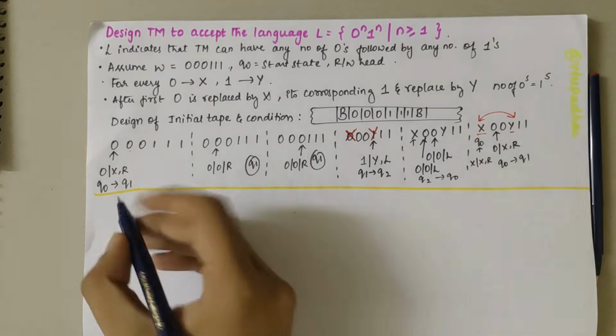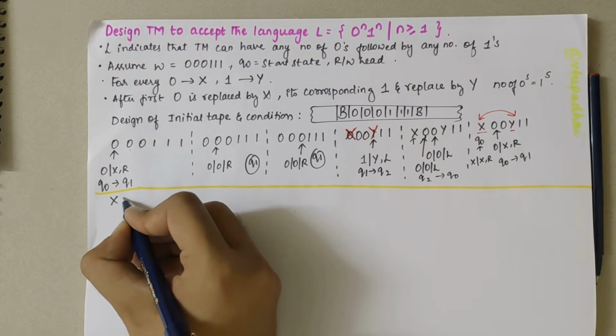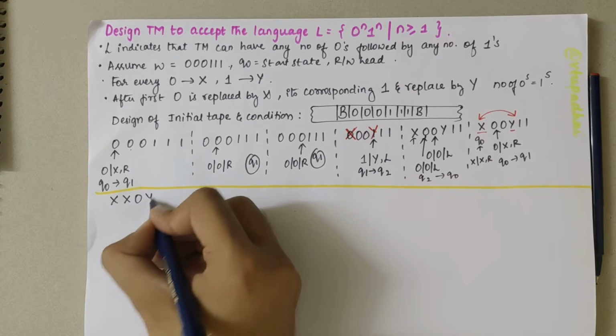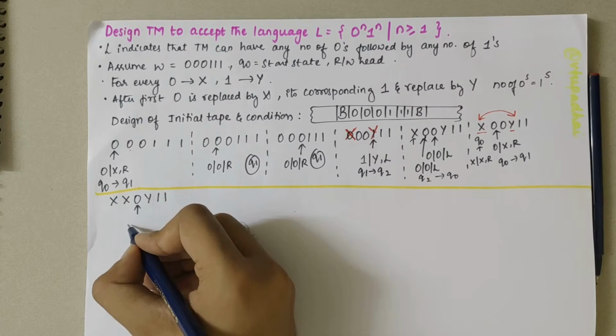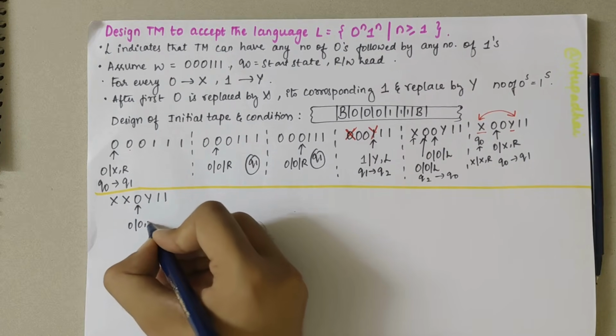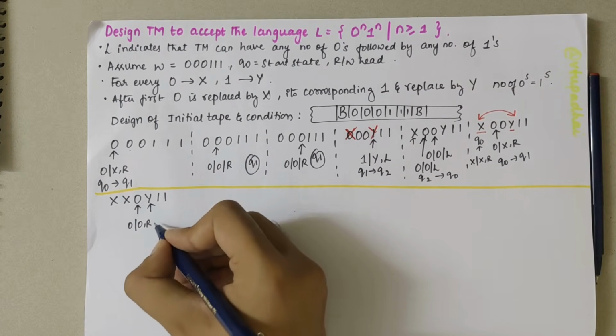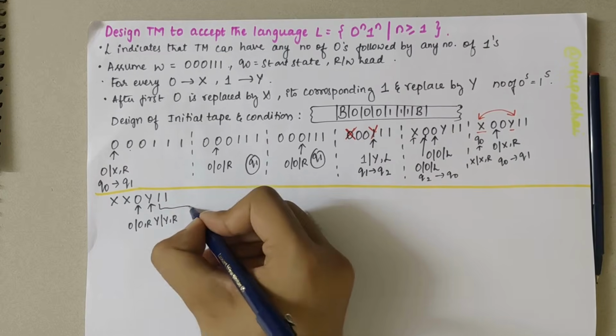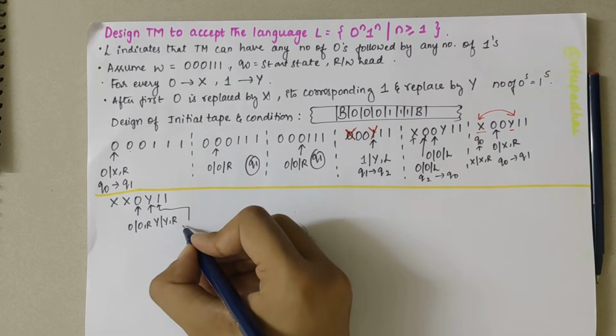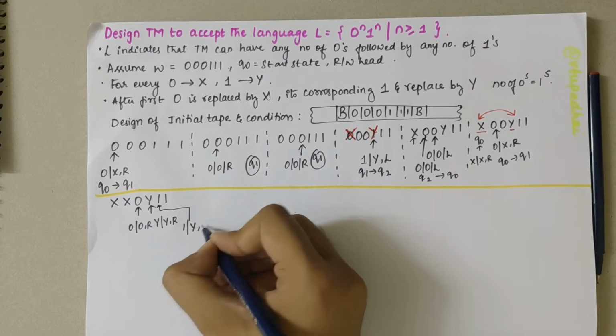So I can write this as x 0 y 1 1. So I am here now. I'll replace 0 by 0 and move right. I am here. I'll replace y by y and move right. When I come here, I have to replace 1 by y and move left.